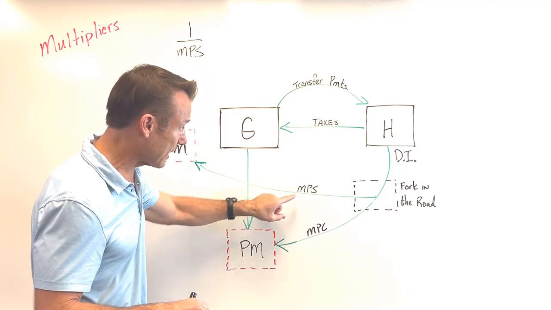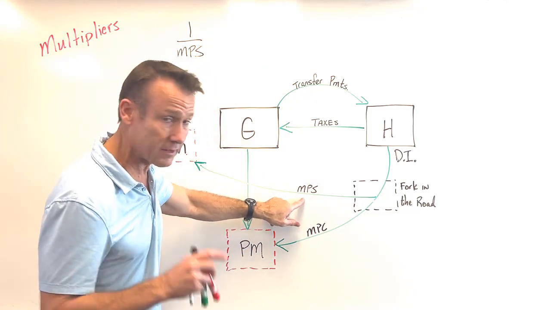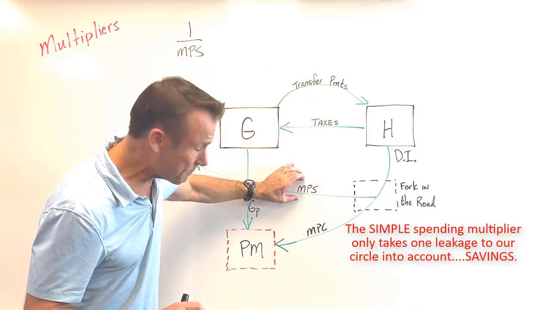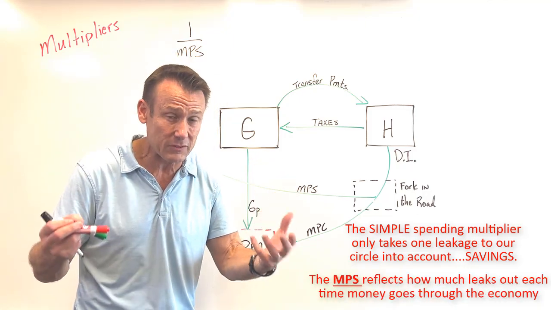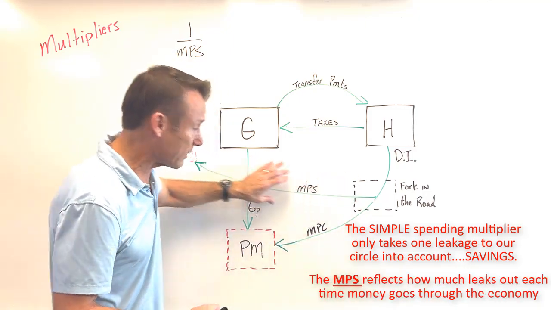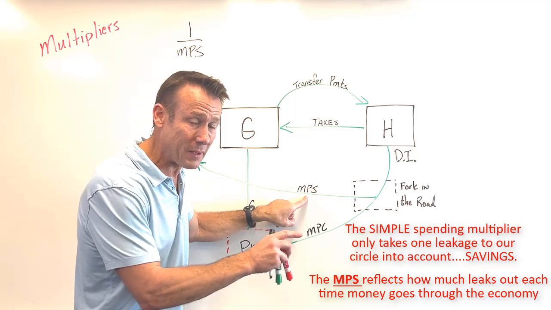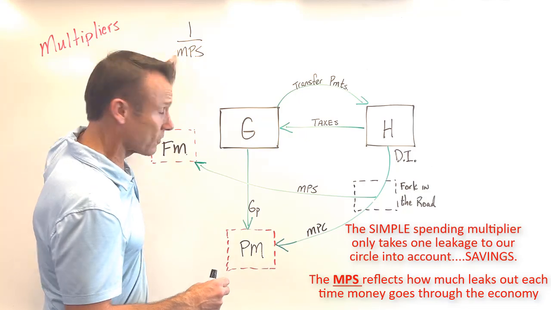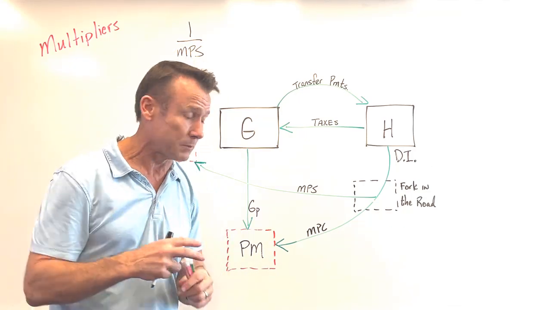And here's the thing, guys, we're going to focus on one major leakage to the circle, and that is savings, okay? So the MPS, it's hurting the spending multiplier. If the MPS gets bigger, we're going to get less of a multiplication effect because more is leaking out, okay? This is our leakage away from spending. So if you take the inverse of the leakage away from spending, you get the spending multiplier. Let me say that again.